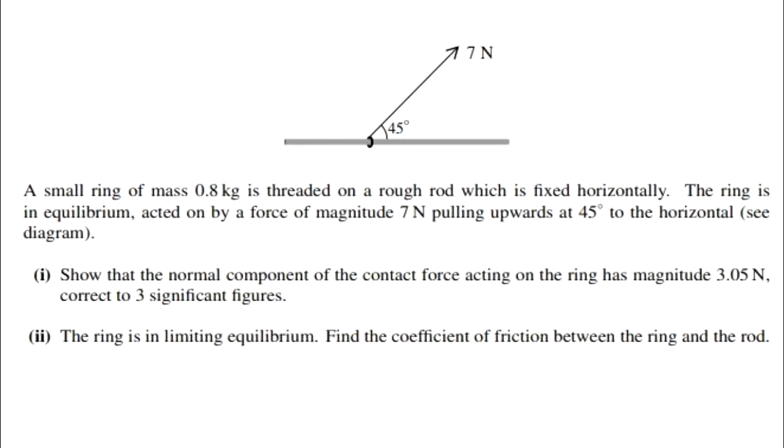The last question. A small ring of mass 0.8 kg is threaded on a rough rod which is fixed horizontally. The ring is in equilibrium, acted on by a force of magnitude 7 Newton pulling upward at 45 degrees to the horizontal, like in the given diagram. First part, show that the normal component of the contact force acting on the ring has magnitude 3.05 Newton, correct to 3 significant figures. Second part, the ring is in limiting equilibrium. Find the coefficient of friction between the ring and the rod.